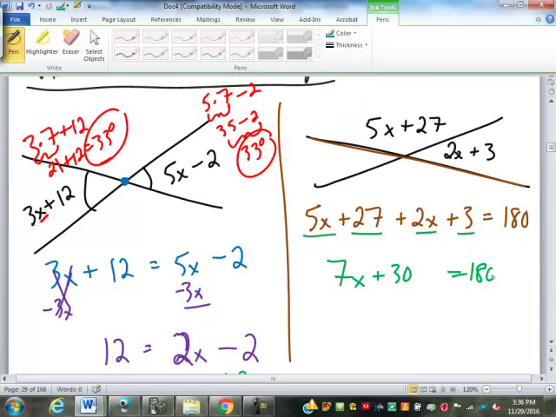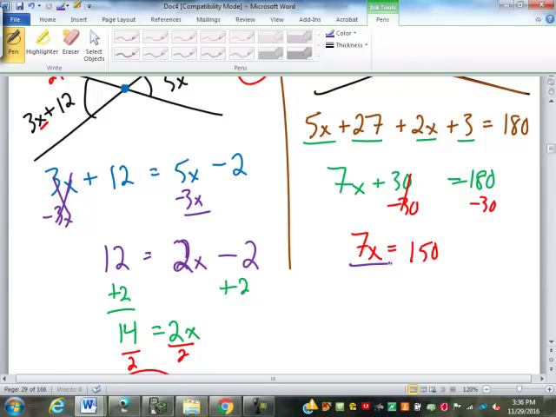Equals 180, then we subtract 30. So 7x equals 150. And then we divide by 7. You get x equals 21.4285714 approximately. So then what? That's 21 3/7, by the way.